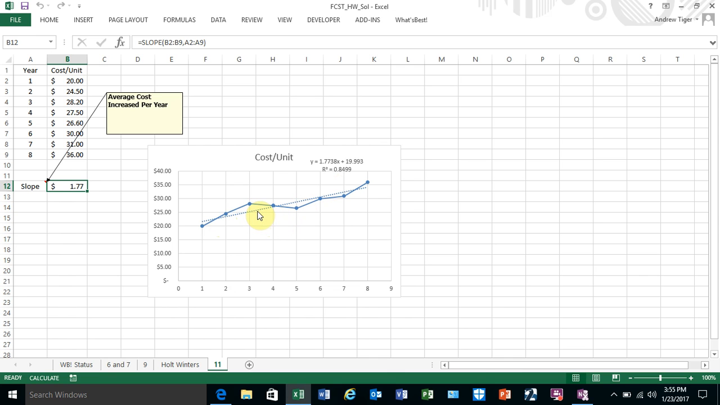So the dotted line is what we think if we project this in the future. So the slope of that is $1.77. Or I could have just used a formula just like that to calculate the slope given the y's and the x's. And that's the homework.